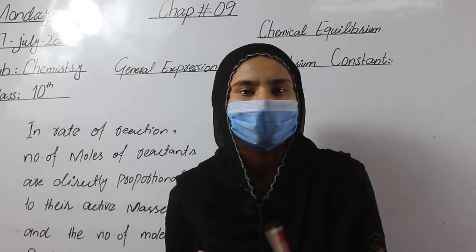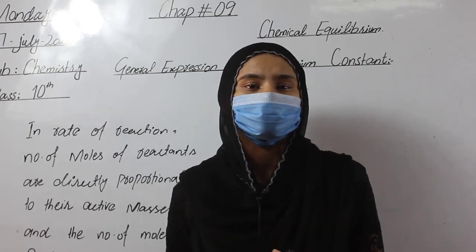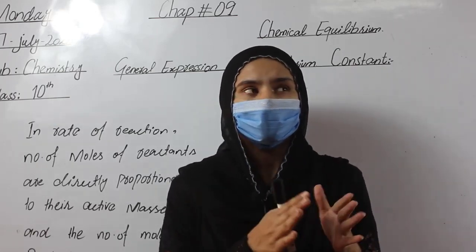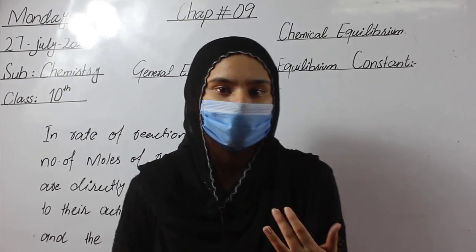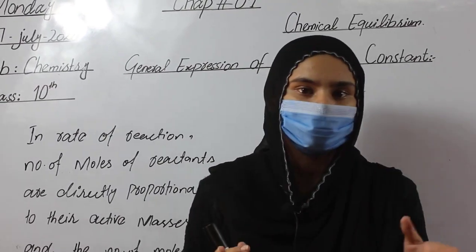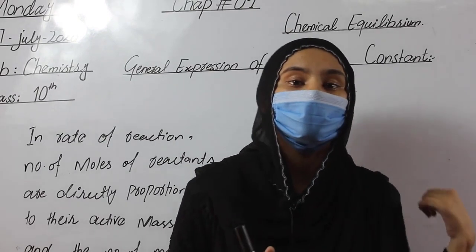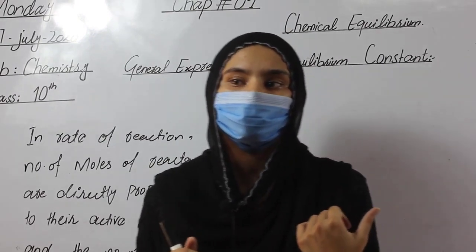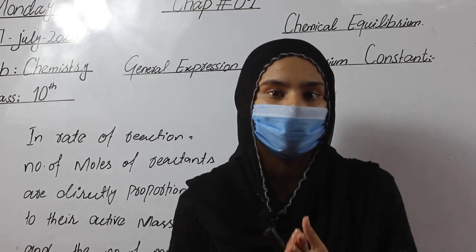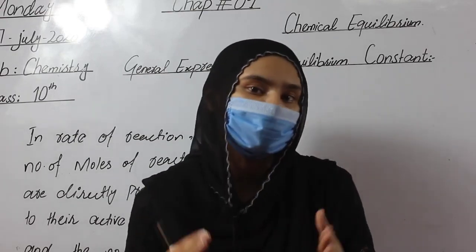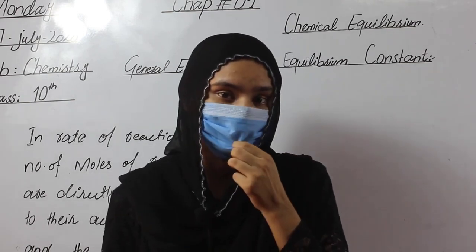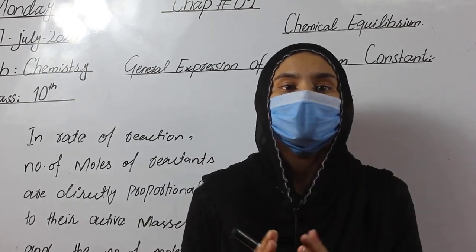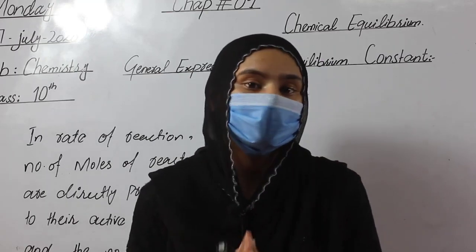The improvement is that there is a little difference, that is the number of moles. In the law of mass action we just deal with reactants and products and their relation with their active masses, but in the case of the equilibrium constant we introduce a new thing, the number of moles, which are called coefficients. The number of moles of the reactants and products are used for getting the equilibrium constant.